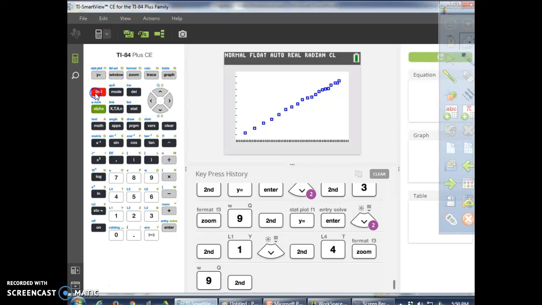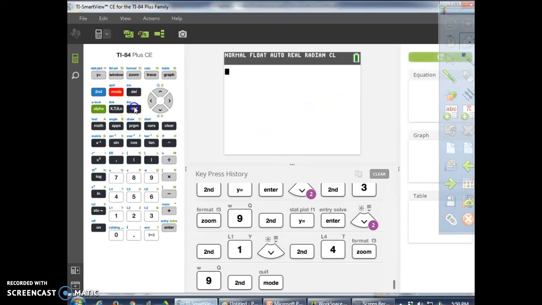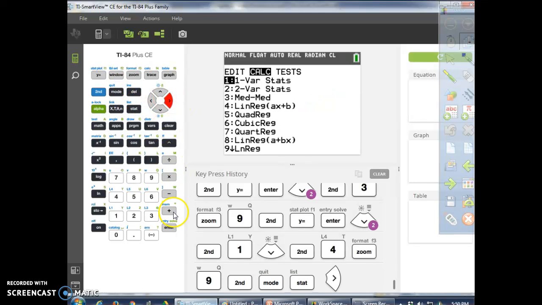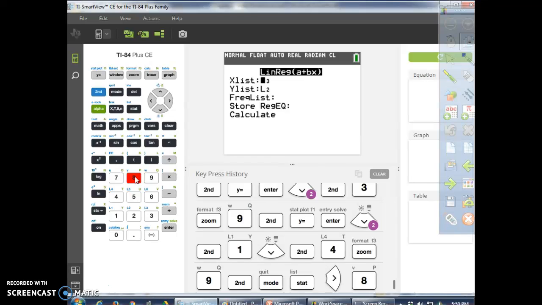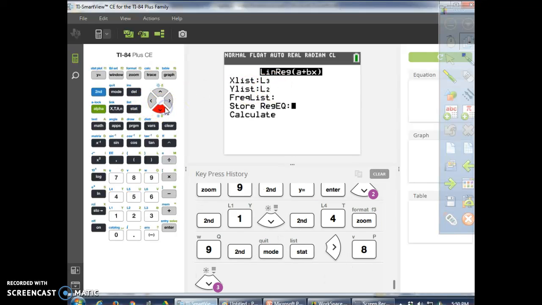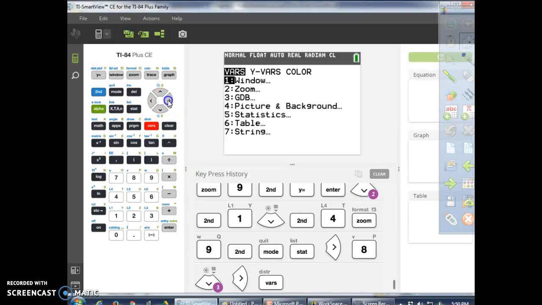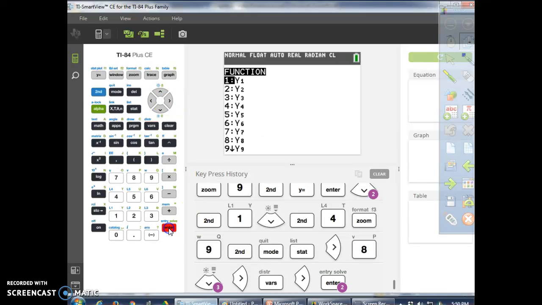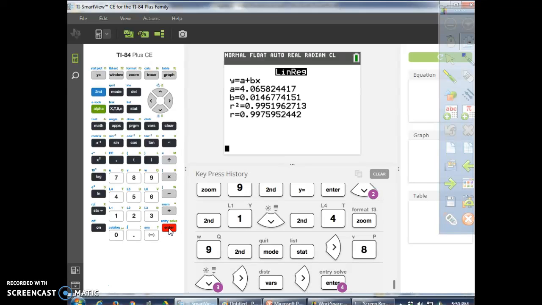And so let's just go ahead and run one of these regressions. So stat, calc, option 8. And I have in here my cubed length versus my weight. So I'll just go ahead and run this regression. And remember how you can store your regression equation. It's vars, y vars. And we're going to store it in y sub 1. So it's a function. And run your regression.